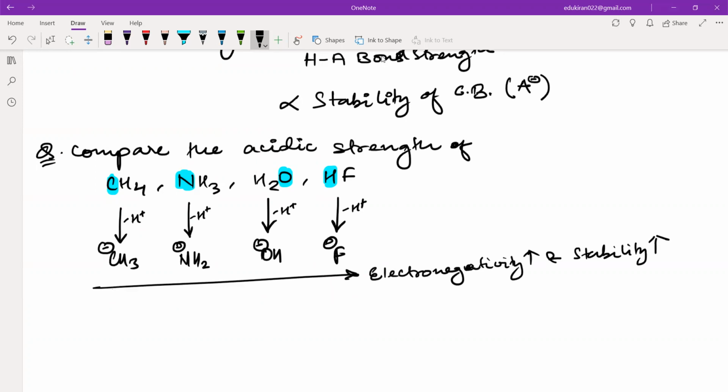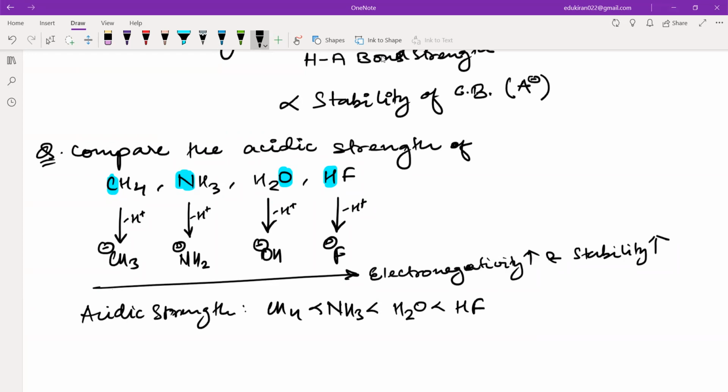So that is why the acidic strength will be: CH4 will be the least acidic, followed by NH3, followed by H2O, followed by HF. HF will be the most acidic.